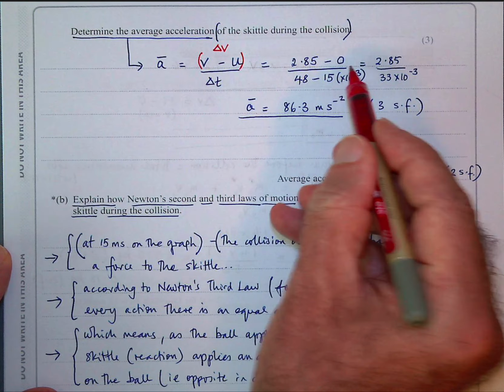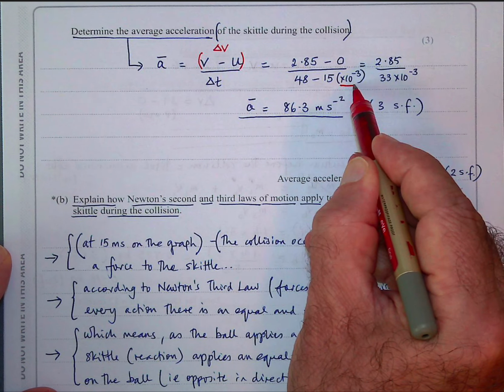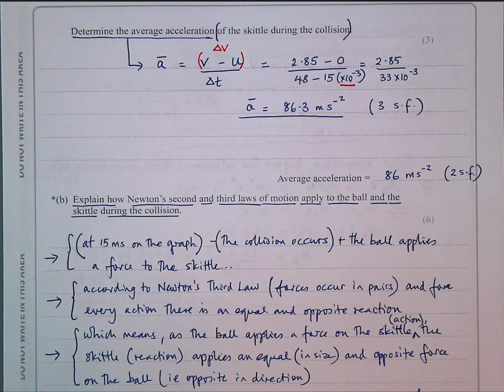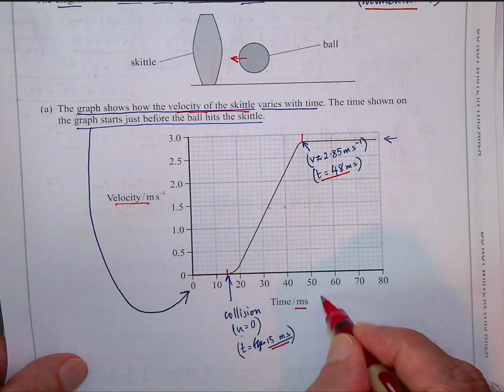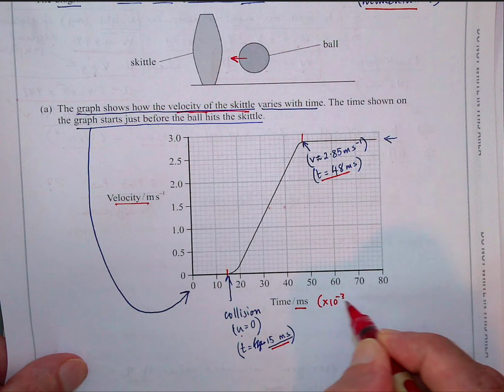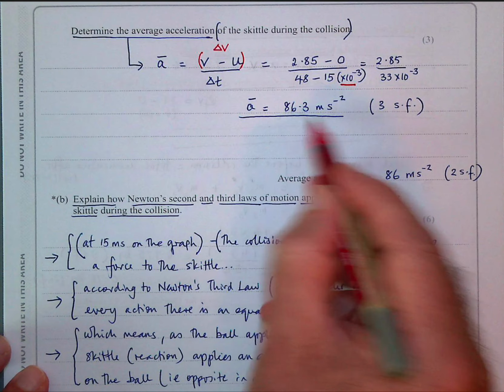So delta V is 2.85, delta T is the difference in the time between them. Remember, they're both in 10 to the minus 3. I didn't point that out. So the time is in milliseconds, so that means 10 to the minus 3 seconds. Okay? So once you've done that, you put the numbers in to 3 significant figures.